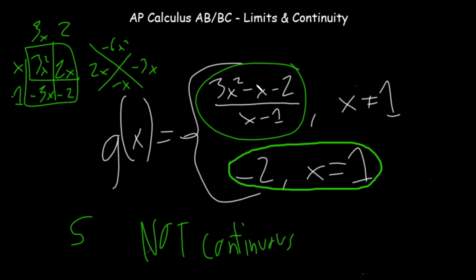Because the two values are different. For these to be continuous, our y value would have to equal -2 for this equation instead of 5. And these two are unequal. So that would not be continuous.